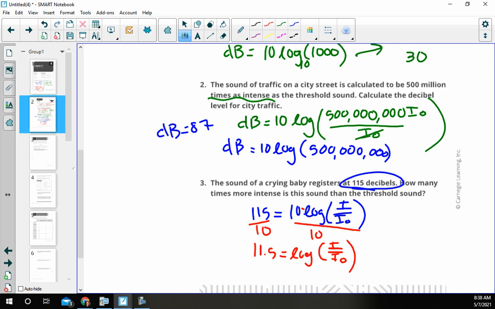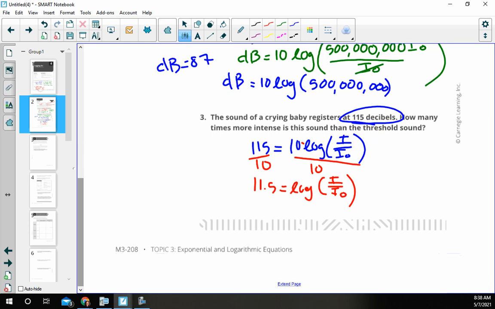Okay, I can't divide by log, so if I'm stuck, I convert to its opposite form to get I by I0 by itself. It is a base 10, so I'm going to do my swirly. So I've got 10 to the 11.5 is equal to that intensity of the threshold sounds. So you're just going to type in 10 to the 11.5 in your calculator. Okay, and it's going to be a pretty large number. It is in scientific notation.